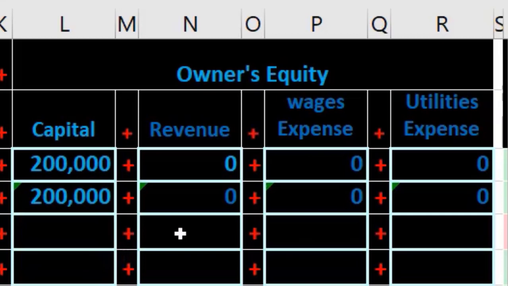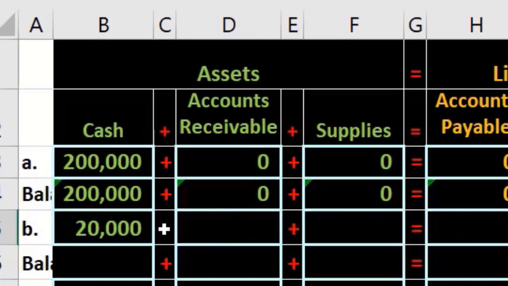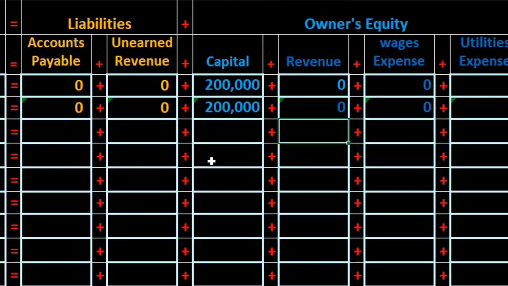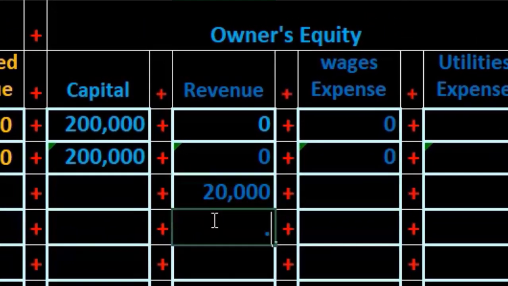So revenue is in the owner's equity section. It's an income statement account. The entire income statement is part of equity. So here's revenue. Now we know that 20,000 went up over here on the cash side, and therefore this is on the other side of the equal sign. So revenue must be going up in order for our accounting equation to remain in balance.